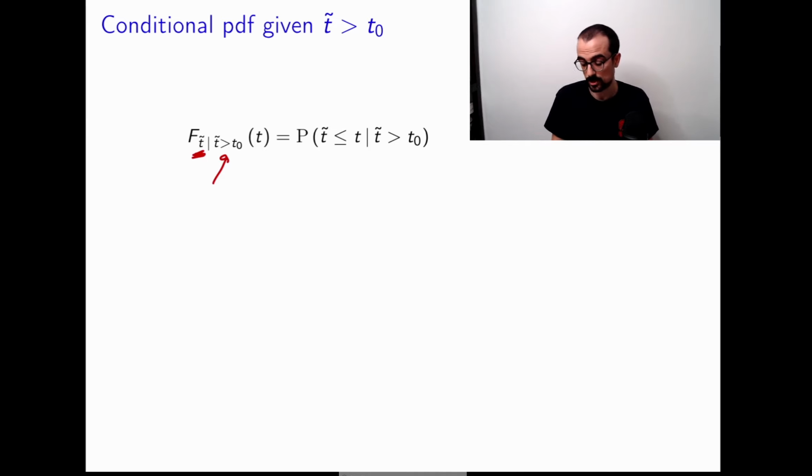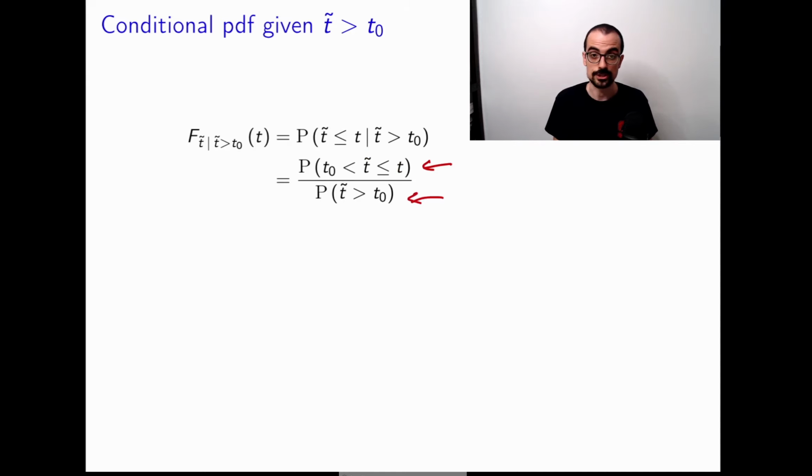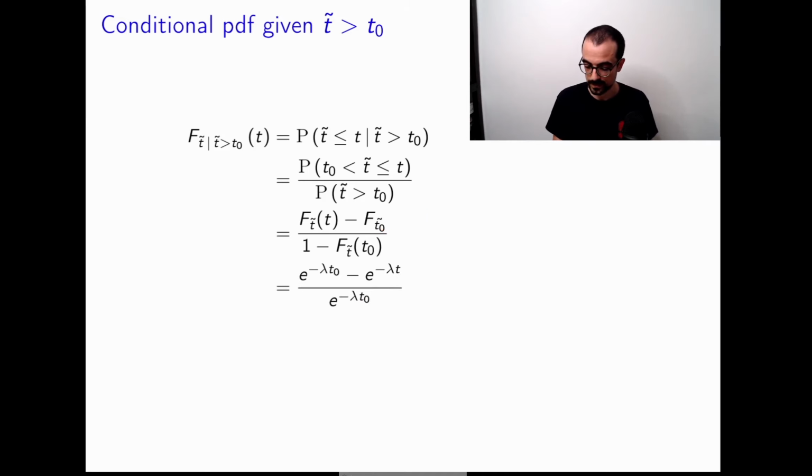By definition, we're going to define the conditional CDF conditioned on this event as the probability that t is smaller than any particular value, conditioned on t being greater than t0. By definition, this is the probability that t is between t0 and t, the intersection of those two events, divided by the probability of what we're conditioning on. We can write this in terms of CDFs very easily: CDF at t minus CDF at t0, divided by 1 minus the CDF at t0.